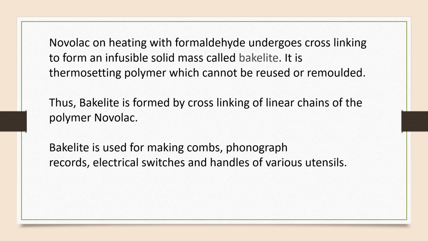Right? So what is the use of novolac? Novolac is basically used in paints and it is heated with formaldehyde to undergo cross-linking to form an infusible solid mass called bakelite. And bakelite is formed by cross-linking of linear chains of the polymer novolac. Where is the bakelite used? It is used for making combs, phonograph records, electrical switches, and handles of various utensils. So novolac cross-linking is shown in this slide.